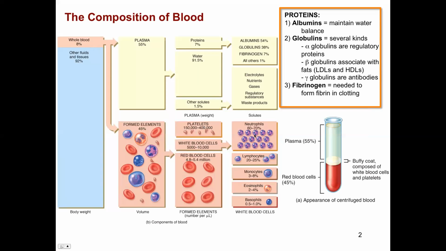They come in the form of neutrophils. They come in the form of lymphocytes, monocytes, eosinophils, and basophils. And I'm going to go over each of those again, all right? And then we also have the red blood cells. And remember, the science term for red blood cells is erythrocyte, all right?